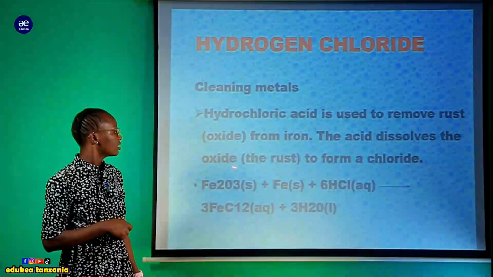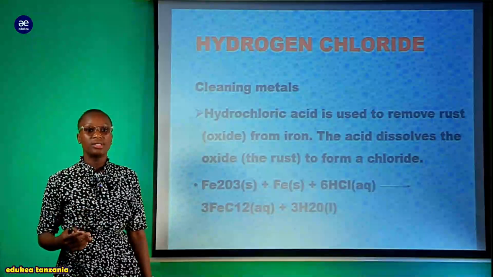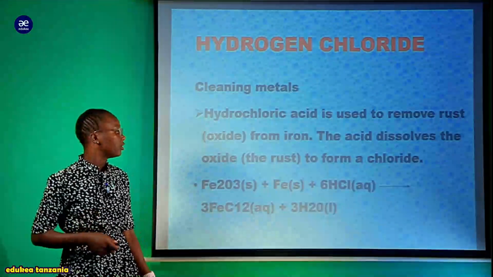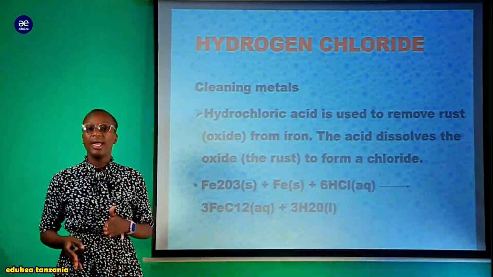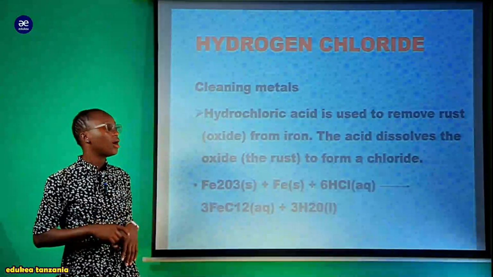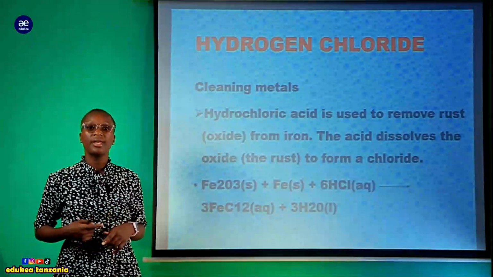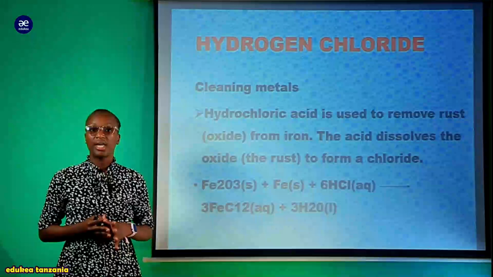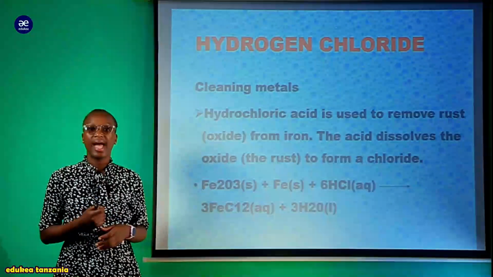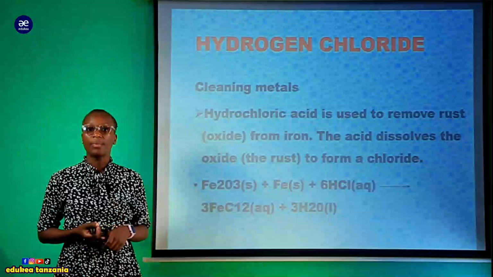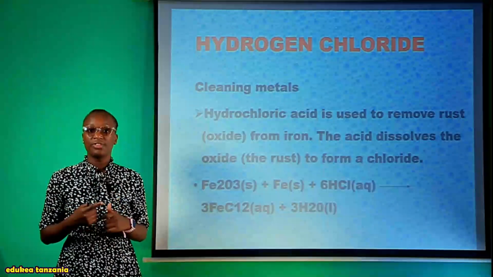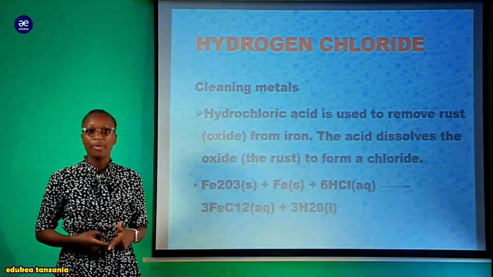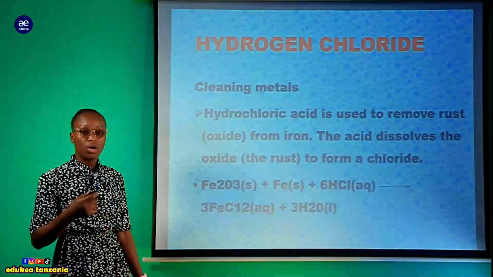The acid dissolves the oxide, whereby the oxide we are talking about is the rust formed on the iron material, to form the chloride. Kwamba hii hydrochloric acid ina dissolve kwenye oxide ambayo tunazungumzia ile rust, ambayo ikidissolve inapelekea formation of chlorides. Now let us see the simple demonstration of the chemical reaction which shows how this hydrochloric acid is used in cleaning of the metals, ambapo tunaona kwamba the oxides of these metals zina dissolve. Baada ya kudissolve ndo tunaenda kupata chloride compound.